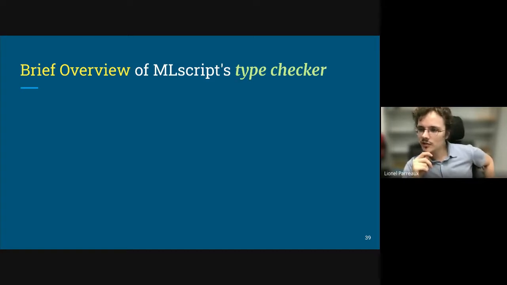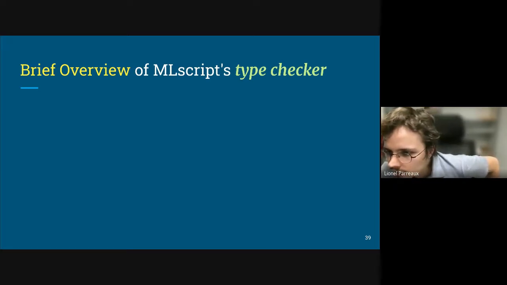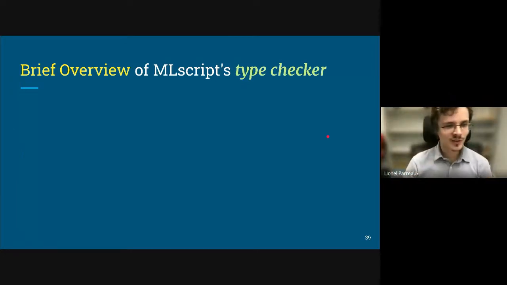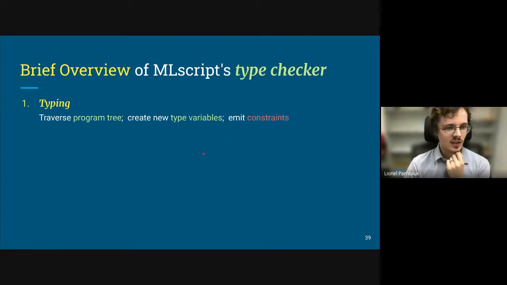I see a question: type x equals type fx. Okay, type checks, but should not. Oh, you tried it. Yeah, so I will come to this. Let's just have a brief overview of the MLscript type checker, and we won't get into the details.